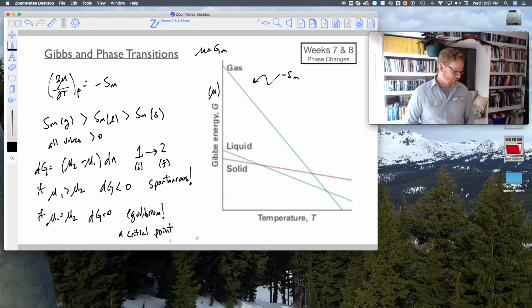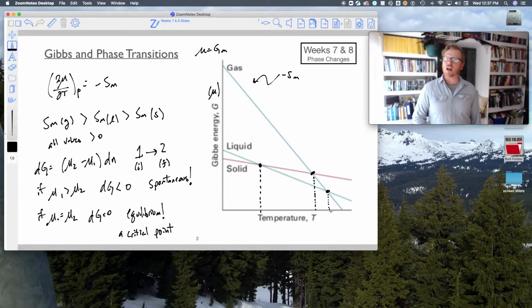a critical point. Okay, so now what we have here is chemical potential versus temperature, and I want to point out here, check out what happens. There's a point on this graph where the liquid and the solid line cross. There's also a point on this graph where the liquid line and the gas line cross. And there's also a point on this graph where the gas and the solid cross. Okay? We have special names for all of these points.